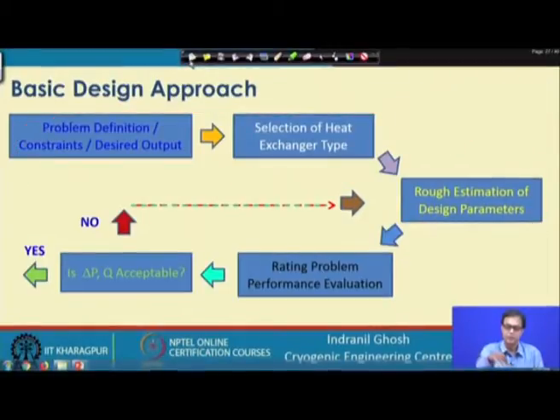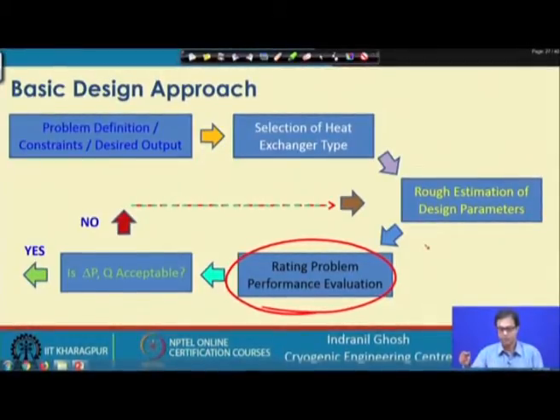Now, once we know the rough estimate of the design, then we go for the rating problem. What is the rating problem? Here the geometry of the exchanger is known, and when we know the inlet conditions of both the fluid streams and the heat exchanger configuration, we can find out what is happening to the exit fluid streams, or rather we find out the performance of the heat exchanger.